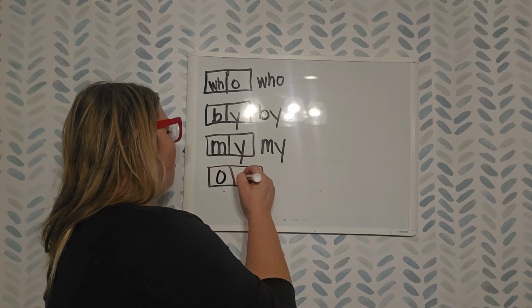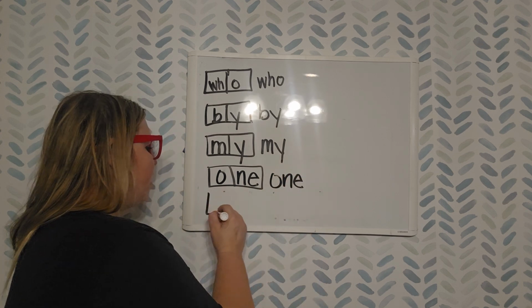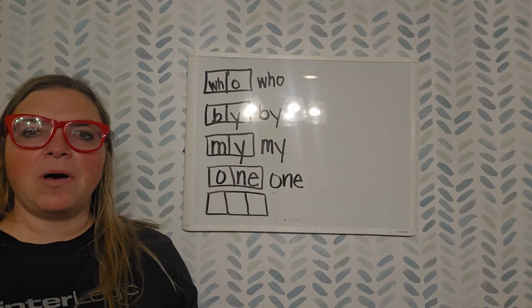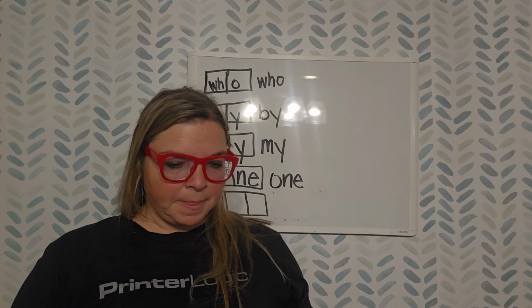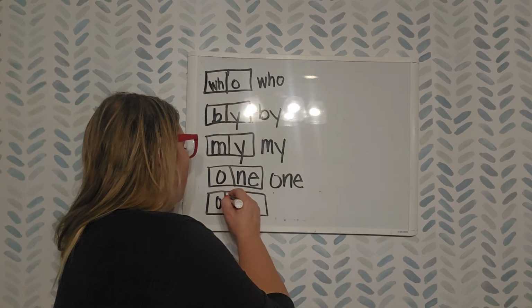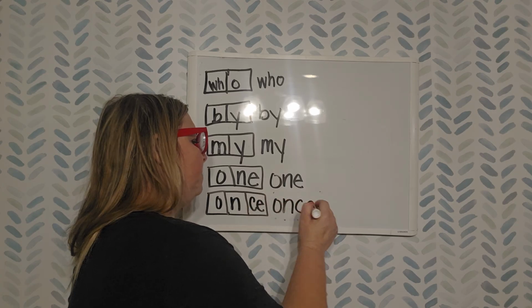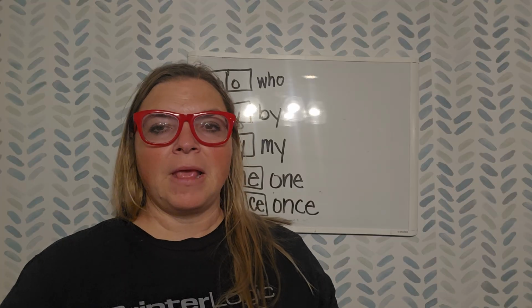One is spelled O-N-E. One. And our last word for today is once. Please spell once. Once is spelled O-N-C-E. Once. Check your work and make sure that you have that all right.